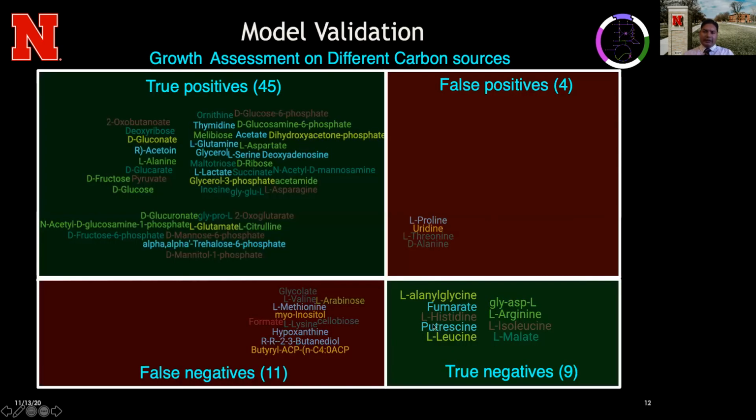At the end, I assessed the growth prediction on 69 different carbon sources that were experimentally tested, and you can see that my model can predict the true positives and true negatives very well compared to very few numbers of false negatives and positives.